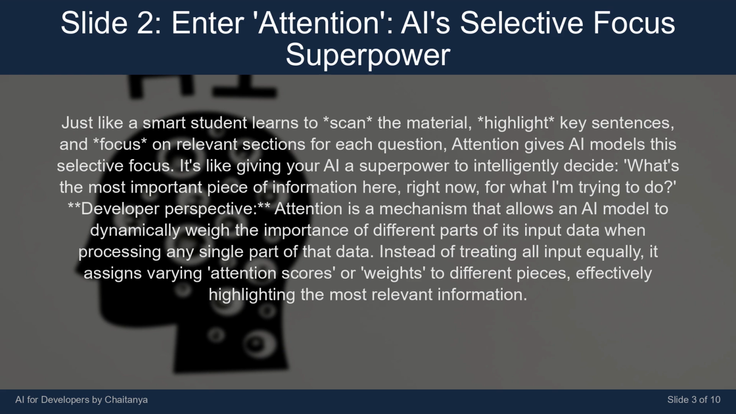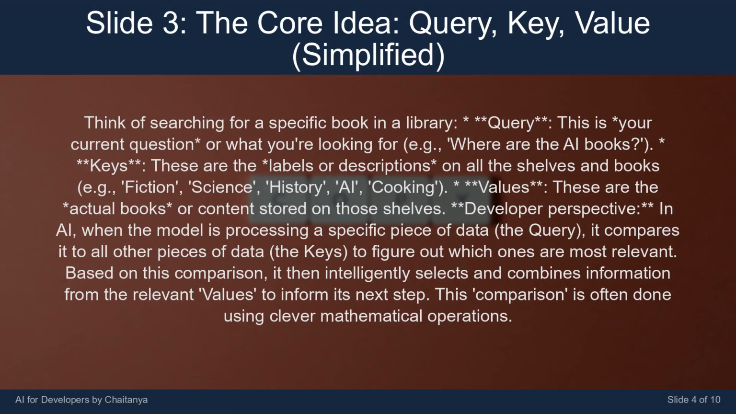Developer perspective. Attention is a mechanism that allows an AI model to dynamically weigh the importance of different parts of its input data when processing any single part of that data. Instead of treating all input equally, it assigns varying attention scores, or weights, to different pieces, effectively highlighting the most relevant information. Think of searching for a specific book in a library.